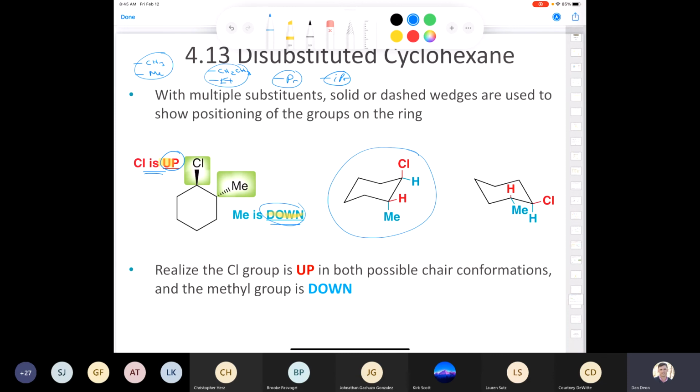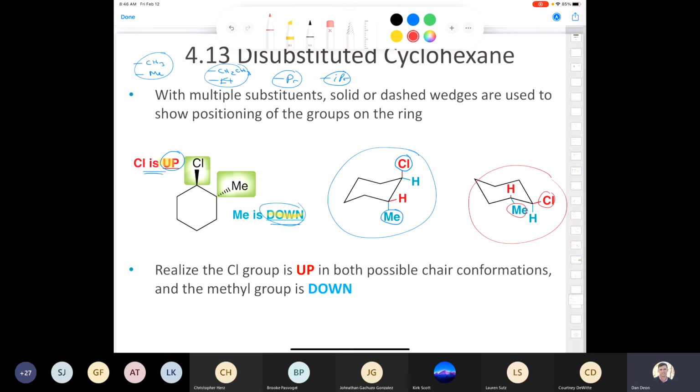Look at this conformation first. Here we have the chlorine up, but it's up and axial. Here we have the methyl group pointing down, but we know that on the next carbon the axial position is going to be the down position. So both groups are axial. If you look at this conformation over here, you can see that the chlorine is up, but it's up in equatorial, and the methyl is down, but it's down in equatorial.